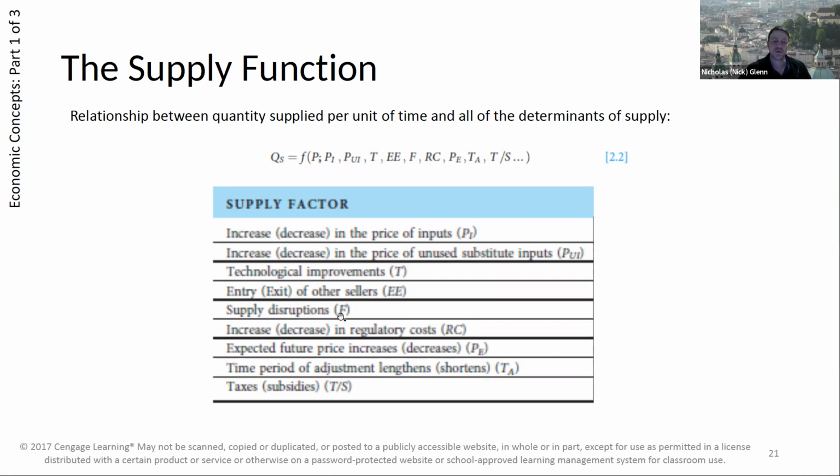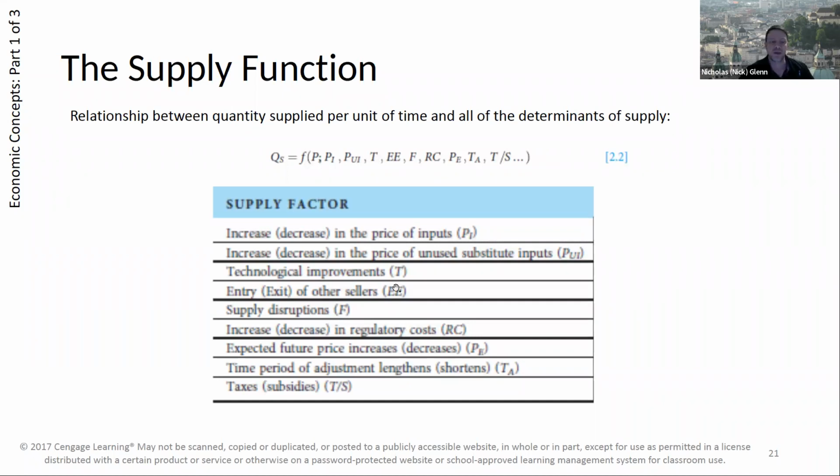Supply disruptions. You saw this right when we got out of COVID. Our just-in-time supply chain really got disrupted. And so that caused a decreased supply for a lot of goods. It took us a while to get going again after trying to get back out of COVID. That's a good example of a supply disruption that took place. Regulatory costs, regulations are a big thing.